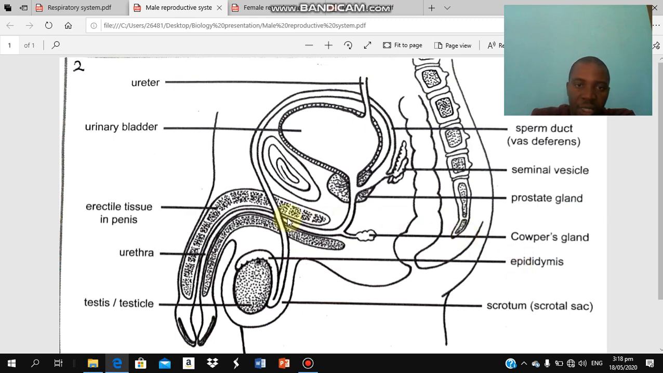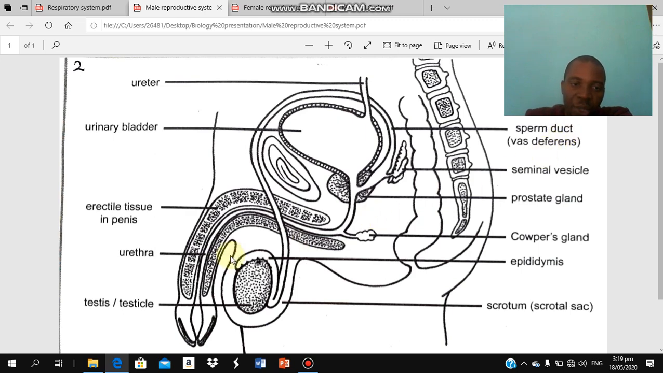When we check again, we have parts like the seminal vesicles and the prostate glands. These two parts produce fluids. The seminal vesicles produce the seminal fluid, which mixes with sperm cells to make semen. Now, the function of the sperm duct. It is connected to the epididymis and to the urethra. So it transports semen from the epididymis to the urethra.